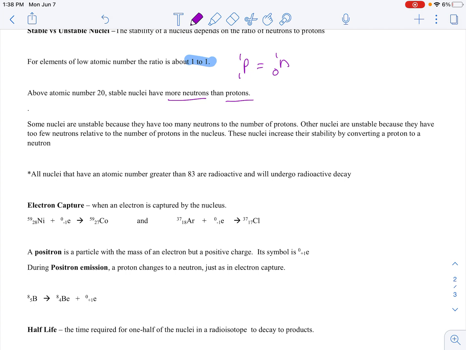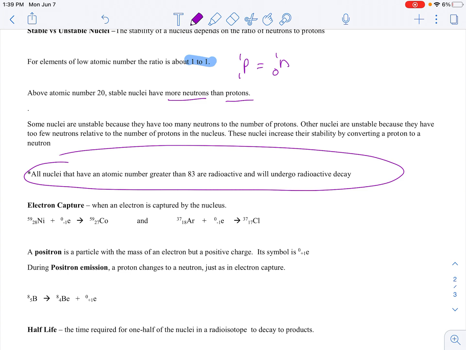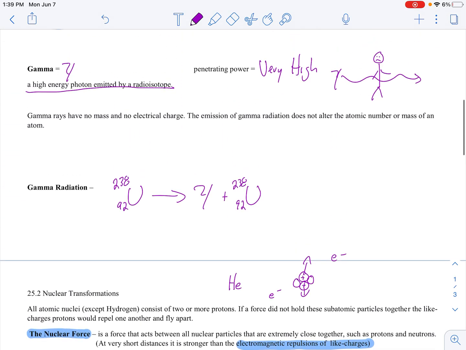Some nuclei are unstable because they have too many neutrons compared to the number of protons. And other nuclei are unstable because they have too few neutrons relative to the number of protons in the nucleus. These nuclei increase their stability by converting a proton to a neutron. So I could have the conversion of a proton to a neutron or a neutron to a proton. Both are possible. And it's important to note that all nuclei that have atomic number greater than 83 are radioactive and will undergo radioactive decay. Just how it works.